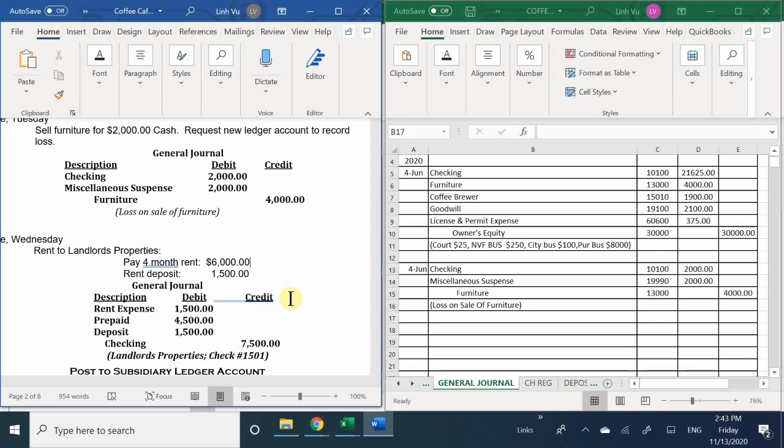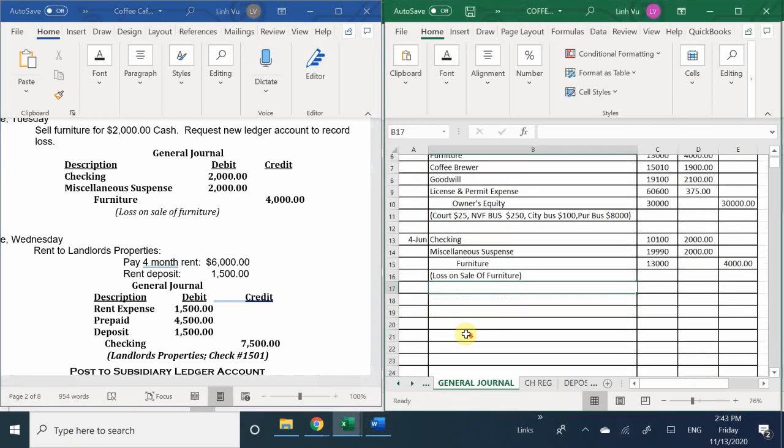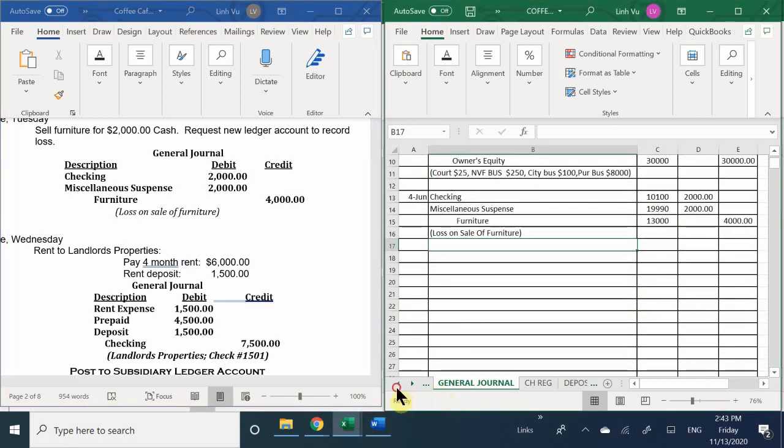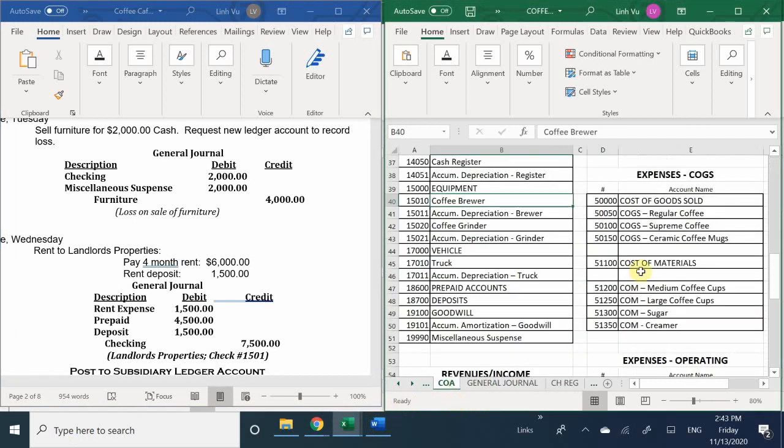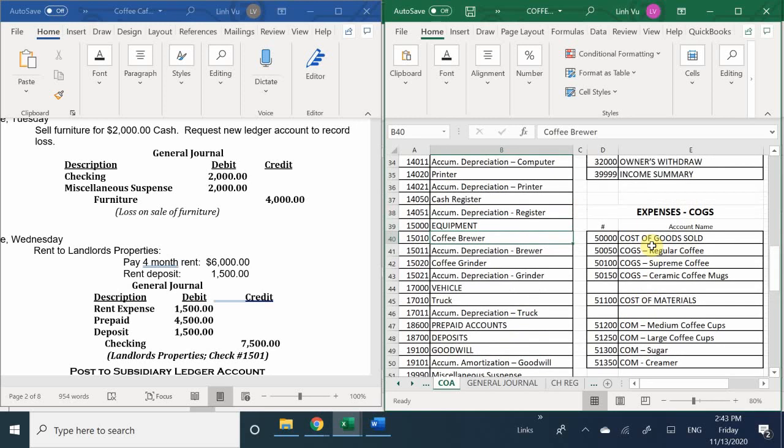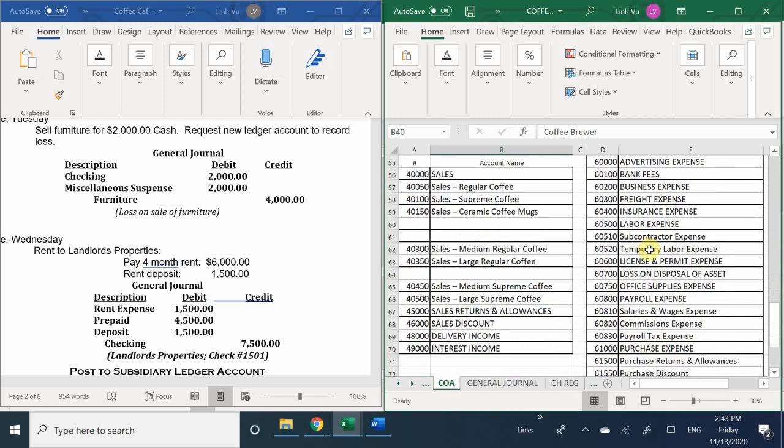So there are a lot of things that we have to do. First off, now that I've established what my accounts are going to be, I need to figure out what my account numbers are, or if they even exist in our chart of accounts. The first one is rent expense. Do we have a rent expense account? It's going to be under operating.